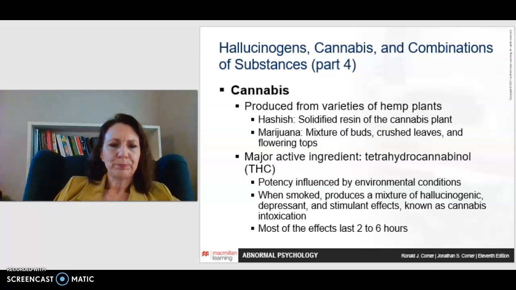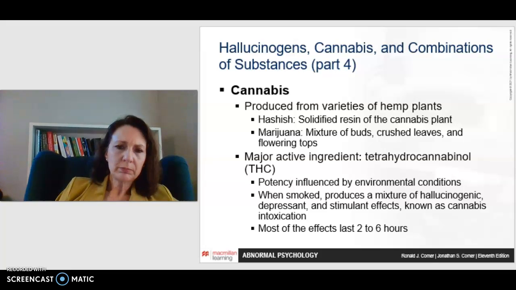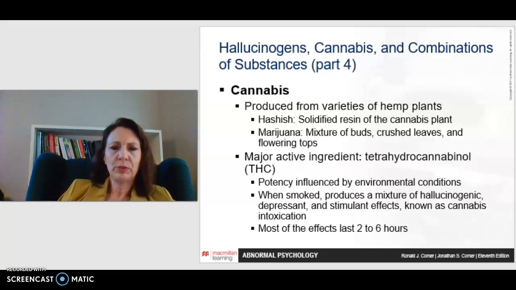Cannabis is another type of drug in this general class that's produced from varieties of hemp plants. Hashish and marijuana are two of the ones. The major active ingredient is THC, and its potency is influenced by environmental conditions. When it is smoked, it produces a mixture of hallucinogenic, depressant, and stimulant effects known as cannabis intoxication, and the effects last from 2 to 6 hours.